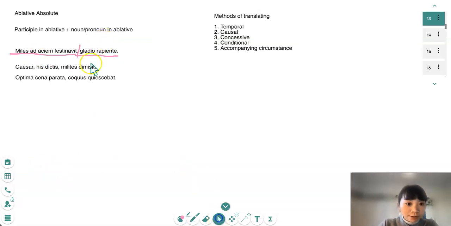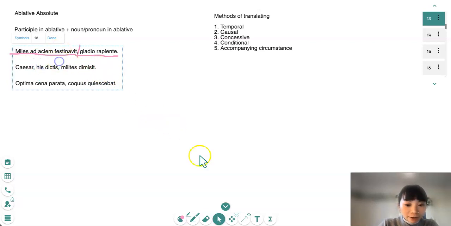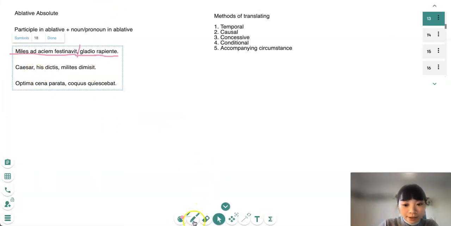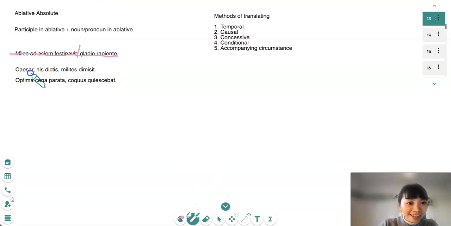In another example, just below, we've got Caesar, his dictis milites dimisit. So again, we've got the ablative absolute right in the middle here. If I can underline it. There we go. So his dictis now is using a pronoun instead of a noun. His is from hic, haec, hoc, meaning this. Hic would be the masculine singular, haec feminine singular, and hoc the neuter singular.